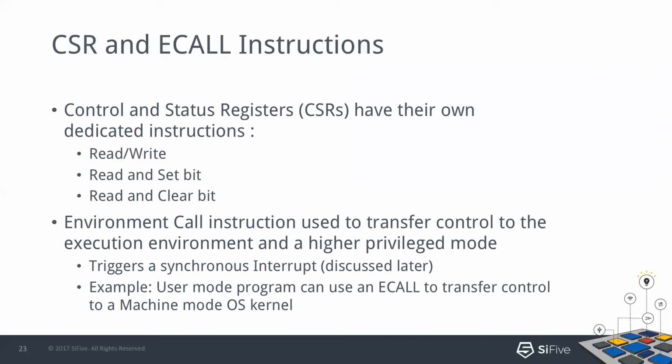Environment call instructions are used to transfer control to an execution environment, as well as changing privilege modes. ECALL instructions trigger a synchronous interrupt. We'll talk about this when we get to interrupts. A classic example of this is a user mode application issuing an ECALL instruction to transfer control back to the operating system kernel.